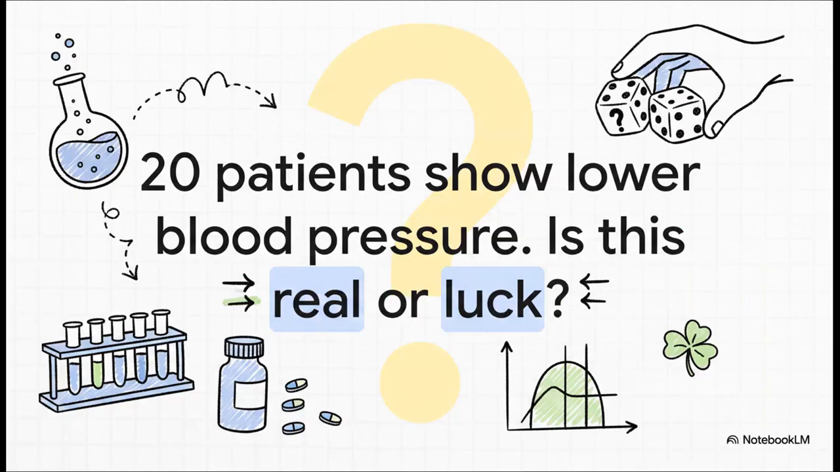Let's get into it. Imagine this. A new drug is tested on 20 patients, and hey, it looks like their blood pressure went down. The stakes here are massive. Did the scientists discover a breakthrough, or was it just a fluke? This is exactly the kind of high-stakes question that these tests are built to answer.